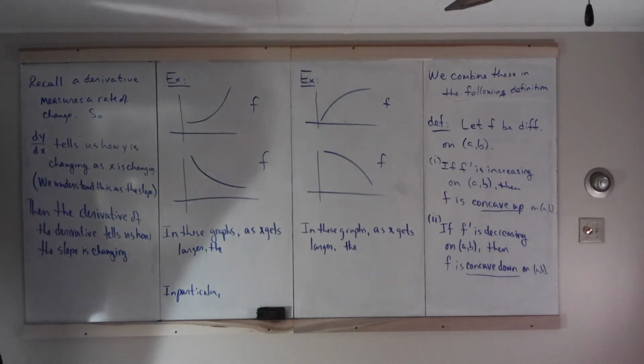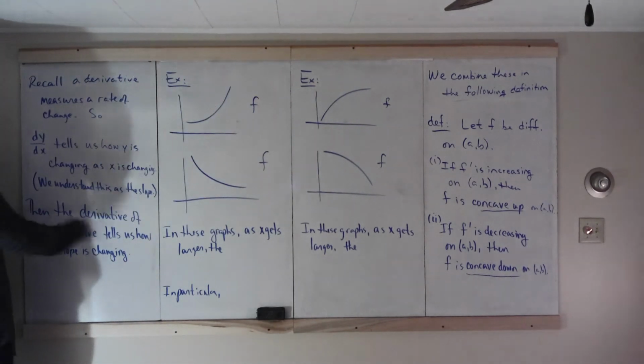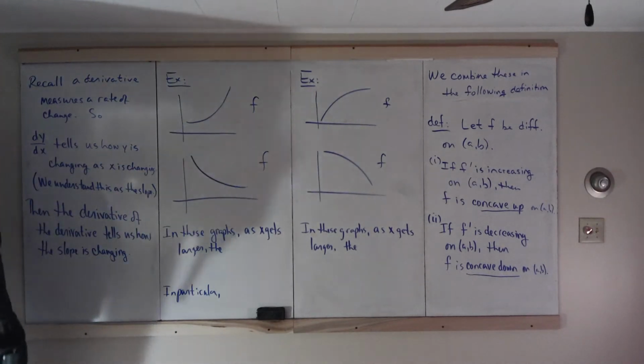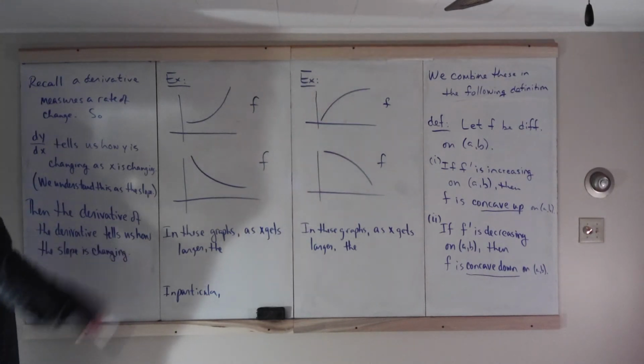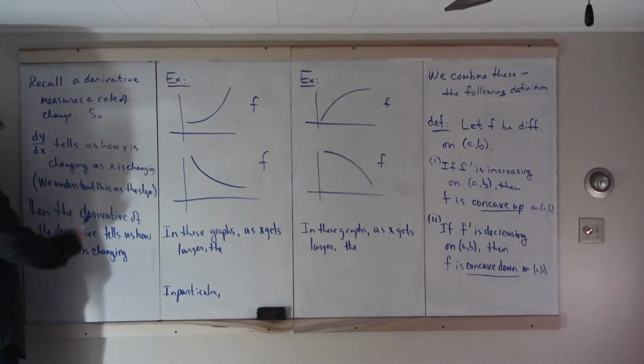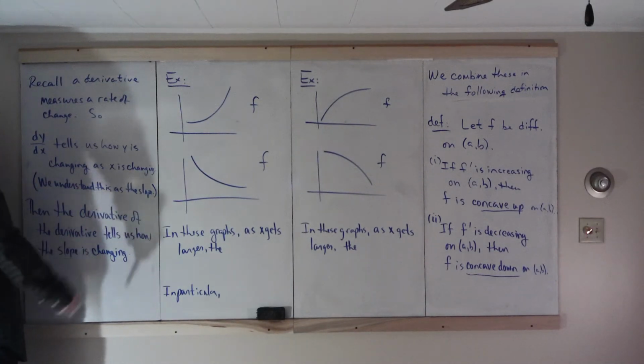of a y value, given x values. Here, we're looking at the second derivative. The derivative of the derivative tells us how the derivative is changing as x is changing. In particular, the derivative of the derivative tells us how the slope is changing.